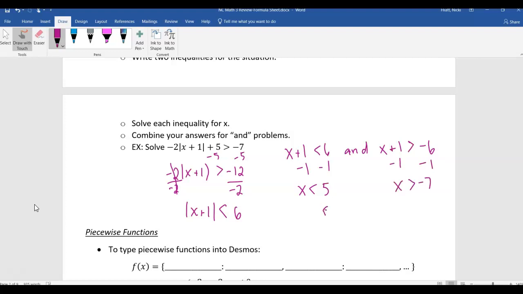So if you think about what we've got here, we got our -7 and our +5. So I've got x is less than 5, but it's also greater than -7. So we're looking at the numbers in between -7 and 5. To write the answer for that, we're going to put our lowest number first, use a less than sign, x, less than sign 5. This would be our answer for that problem.